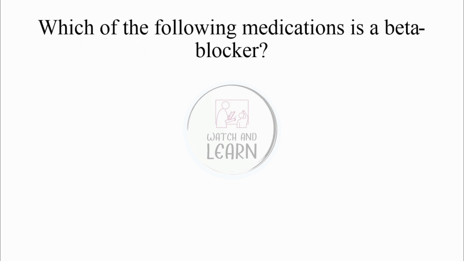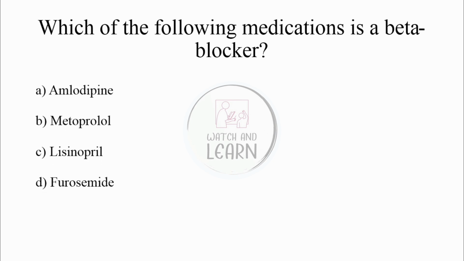Which of the following medications is a beta blocker? Options are option A, amlodipine, option B, metoprolol, option C, lisinopril, option D, furosemide. The right answer is answer B, metoprolol.